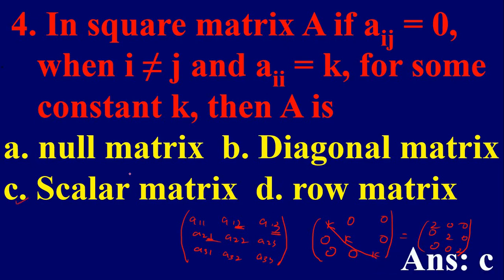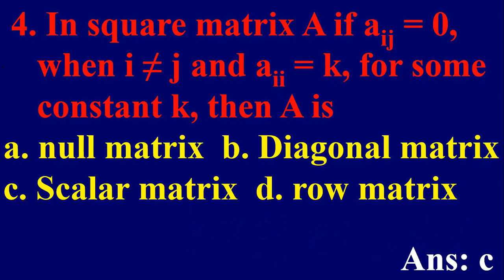In a scalar matrix, Aij is 0 when i is not equal to j and all the diagonal elements are the same, so Aii equal to k. That is 1,1, 2,2, 3,3, where the i and j values are the same, and we get some constant. Here all the diagonal elements are the same, therefore this matrix is called a scalar matrix. So in a scalar matrix, Aij is 0 when i is not equal to j and Aii equal to k for some constant k.